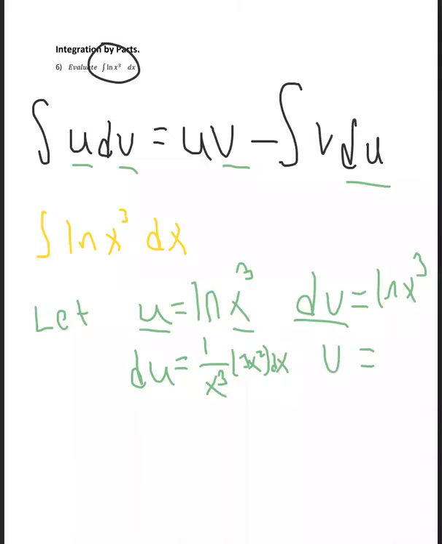So we know that this is not going to be our dv. We already said that ln of x cubed was our u. So the only thing left is dx, so dv has to be that. The integral of dx is really easy. It's just x. Remember that there's a 1 here, so when you take the integral, you're left with x. So that's really what it is.